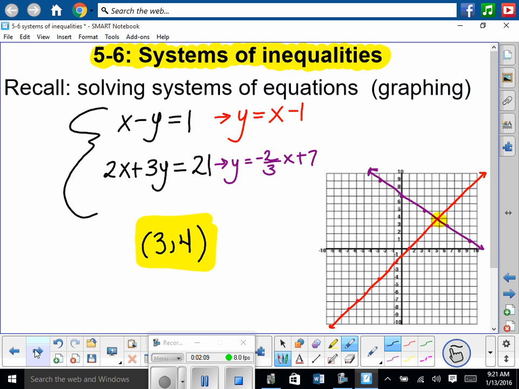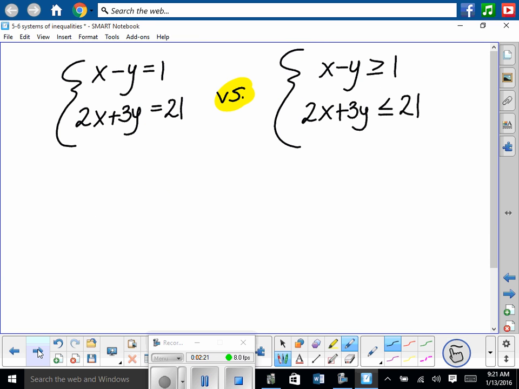Today we're doing systems of inequalities. So remember, this is an equation because there's an equal sign. If it's an inequality, instead of an equal sign, it's just a fancy equal sign. Does everybody see how similar they are? This is systems of equations. This is systems of inequalities. Does everybody see how they look almost the exact same? So, guess what? We almost go about solving them the exact same, except for a couple things.